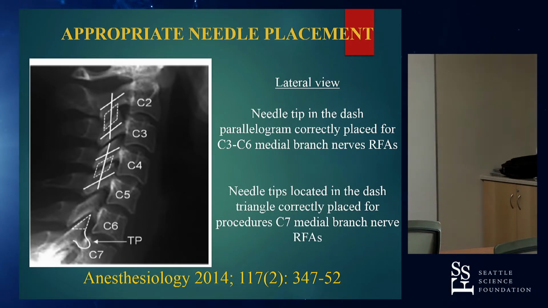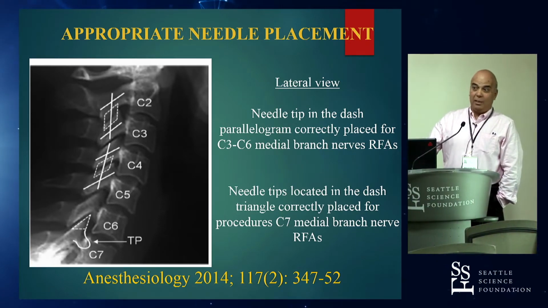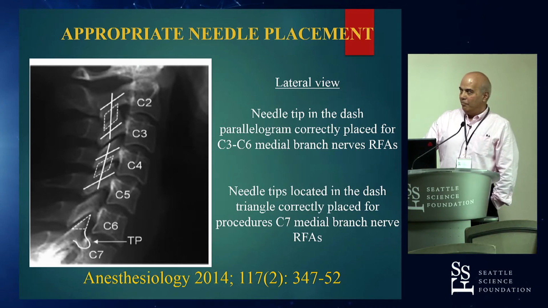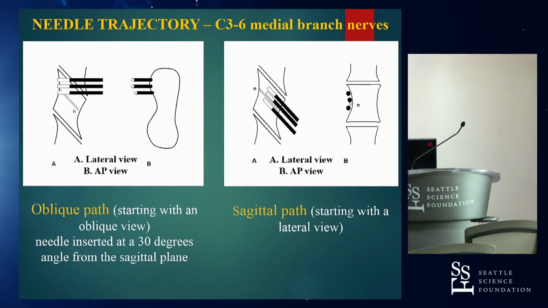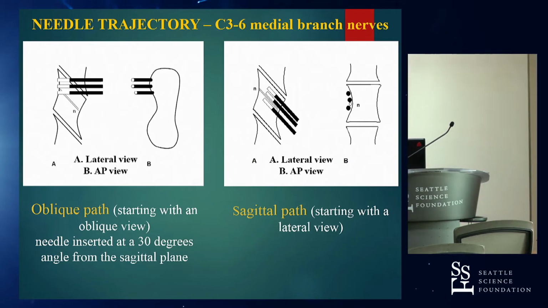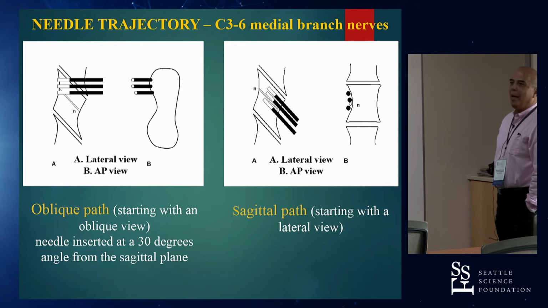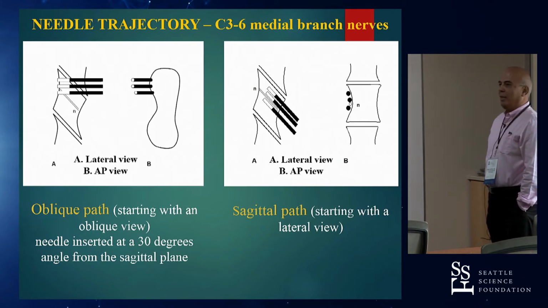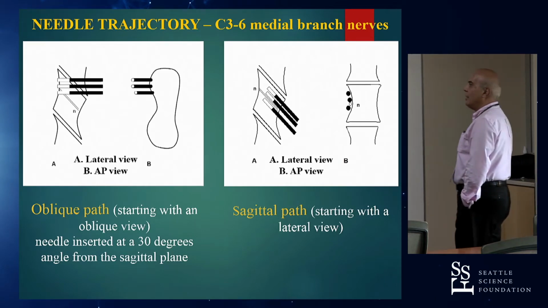Now that you know where you need to place the tip of the needle, you can reach that target using two types of trajectory, two types of approaches. You can use an oblique path. That means that you will start the procedure placing your C-arm in an oblique view, usually 30 degrees angle from the sagittal plane. Or you can use a sagittal path.